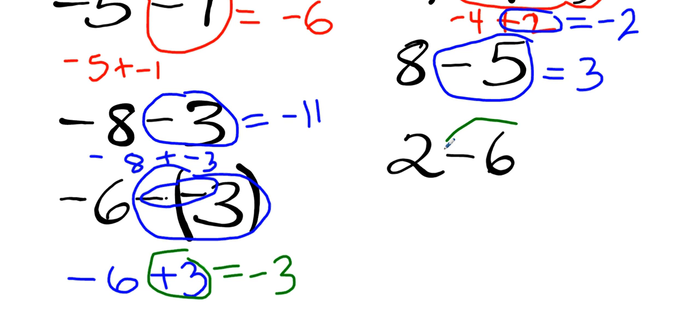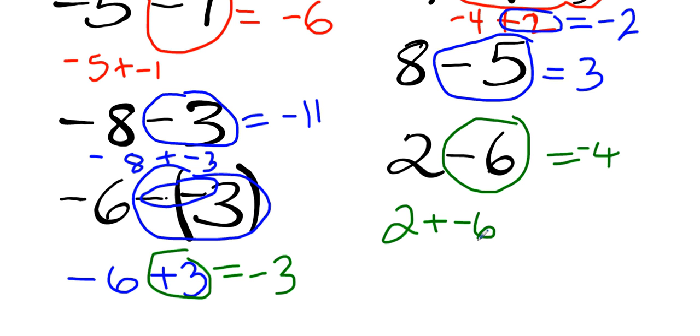And our final example. Here, our signs are different, so we're going to subtract. And since 6 is negative, the answer is going to be negative 4. But if you needed to convert it, 2 plus negative 6. All right, so hopefully your answers are all correct.